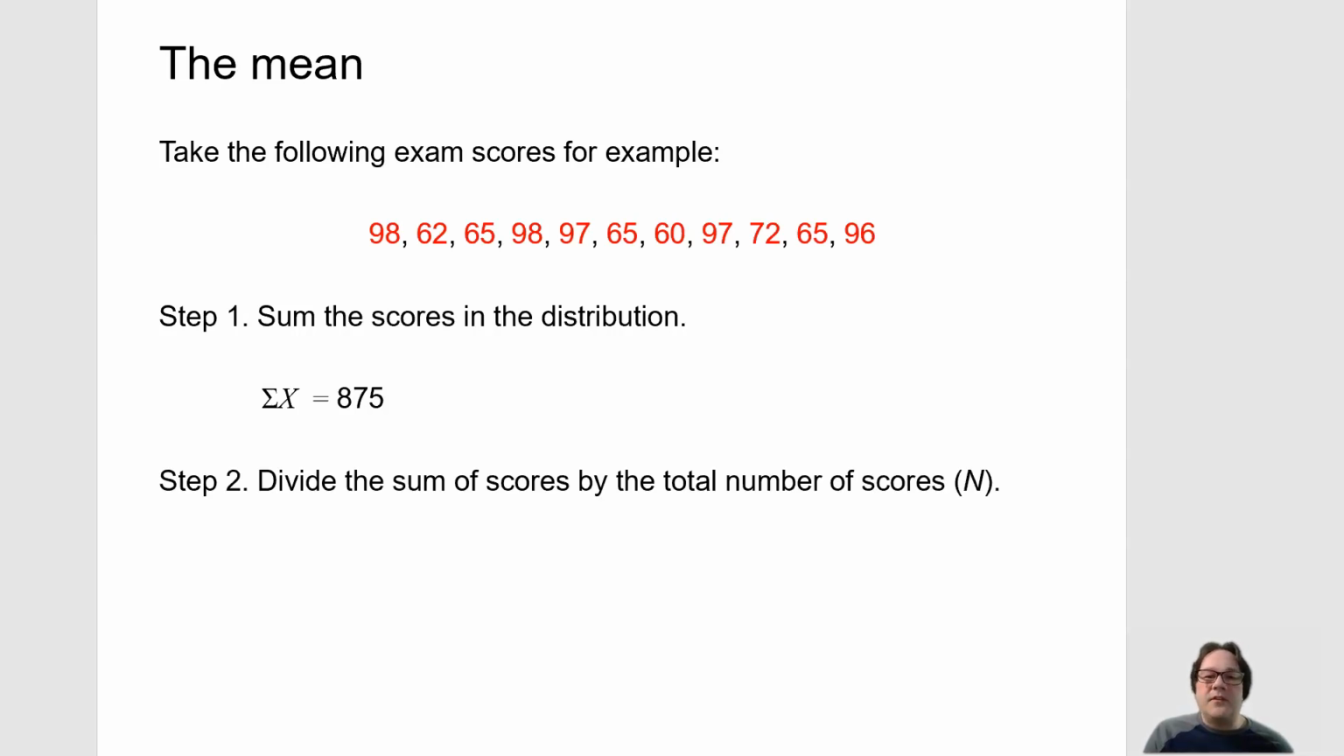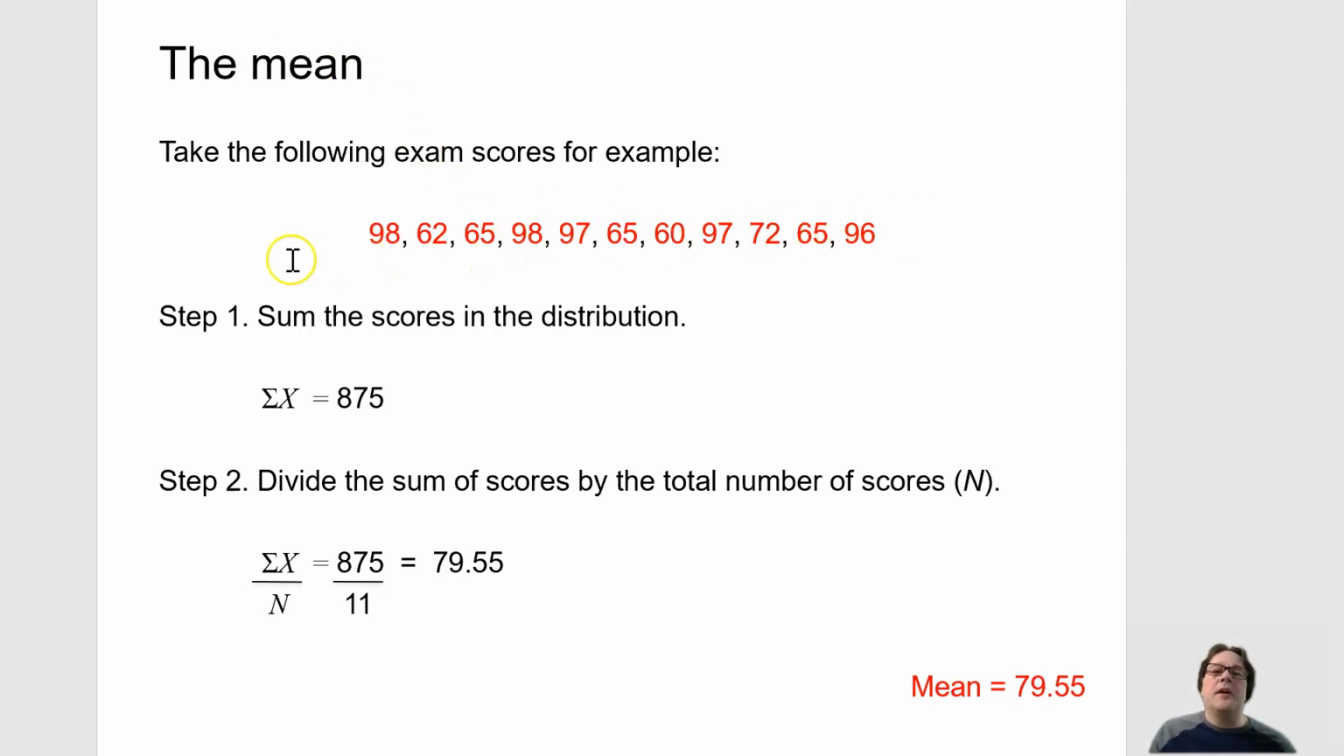The second step is to simply divide by the total number of scores that we have, which is n, right? So in our case, n is 11. We have 11 scores in that distribution. So we'll take 875, we'll divide by 11, and we end up with 79.55. So this is the mean for our distribution, 79.55. Okay?